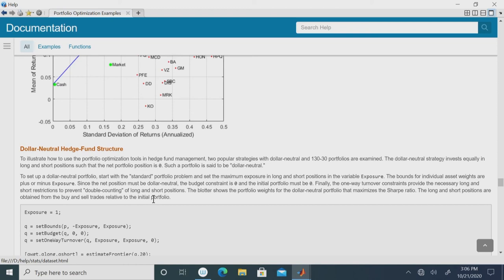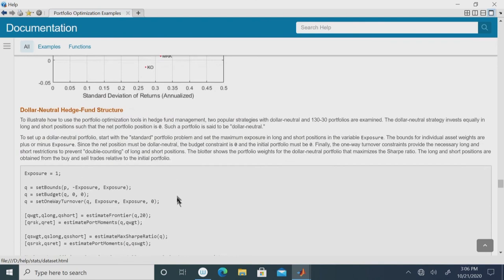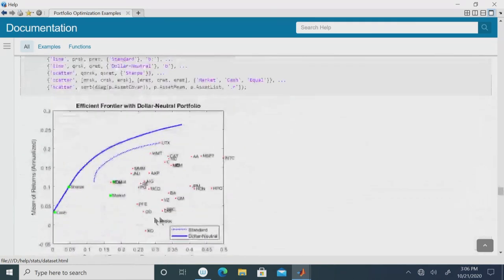So, that means that it is something like you are adding and subtracting the same number, giving you the net valuation of your portfolio equal to zero. So, you can actually go through this example on how to set up a dollar neutral portfolio. If you observe carefully here, the exposure is set to be exposure and minus exposure. This one corresponds to the long position, and this is the one that is set to be the short position.